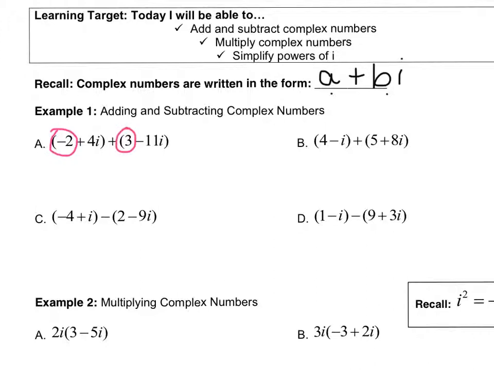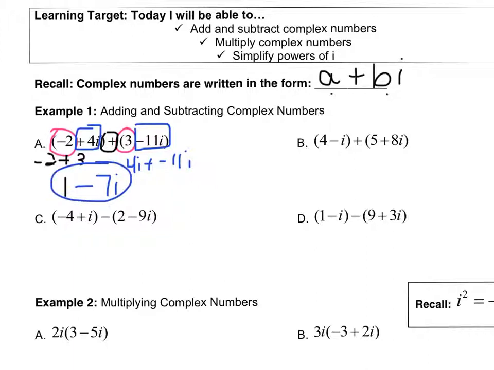So we have -2 and 3, and then we need to pay attention to the operation in the middle. We will be adding. So we're going to add -2 plus 3, which is 1. Then we'll add the imaginary parts, which is +4i plus -11i. So when we do that, we get -7i. The real parts first and the imaginary parts second, so we're done.